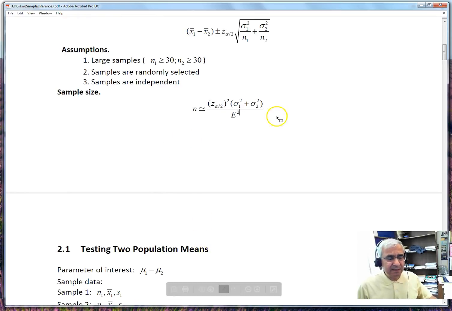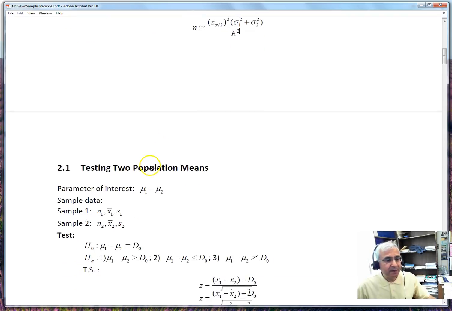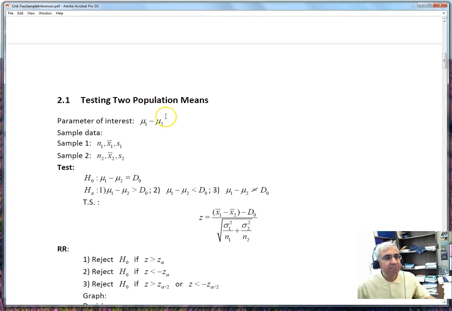So that's basically the only difference between what we have here and what we had before for a single population. If I want to test a hypothesis, again, my parameter is mu1 minus mu2. The data I need: sample size, sample mean, sample standard deviation for the first sample, and from the second sample, I need sample size, sample mean, sample standard deviation.